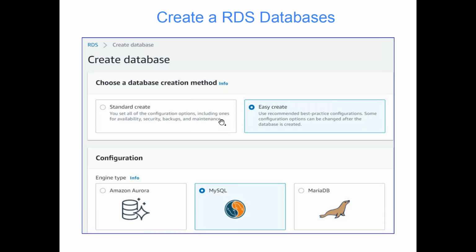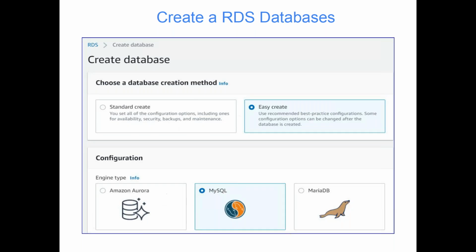That's one way. If you want to go with easy create, in that case AWS will automatically put all these things in place. Whatever the best practices are for availability, security, and backup, it will set up, and you can change it later. You see here, use recommended best practice configuration. Some configuration options can be changed after the database is created. So if you want to do it quickly, simply go with easy create. Later, as per your need, if you want to change something, suppose easy create enabled the encryption but you don't need it, you can change it.